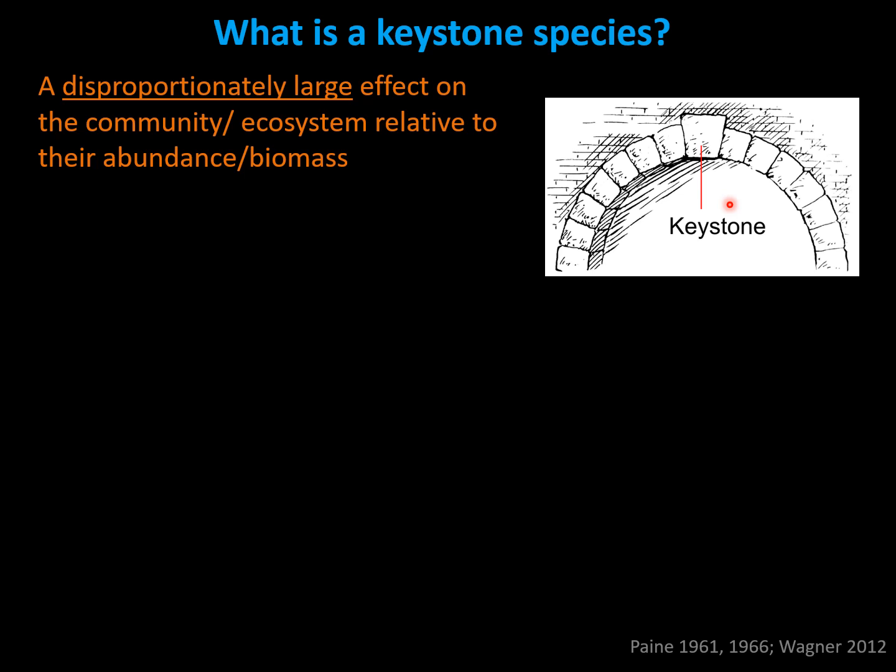Now, by definition, let's try to compare a keystone species from an ecological perspective to this keystone in the arch. Well, keystone species in a given community, their ecological role they play in their ecosystem is disproportionately large compared to their abundance. Okay, so in other words, from keystone species you observe a disproportionately large effect on the community, on the ecosystem, relative to their abundance, to their biomass.